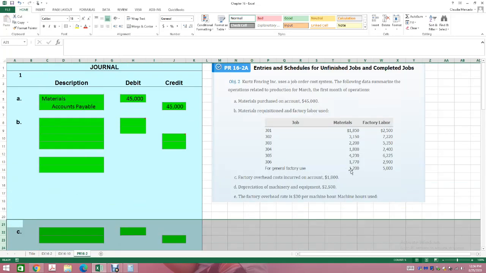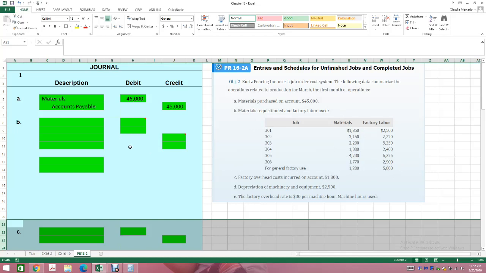For letter B, it says materials requisitioned and factory labor used. Whenever it says materials requisition, it means that you had materials in your warehouse, and when you requisition them, you request for them to be moved from your warehouse to actual production, because we're going to start working on manufacturing specific products for specific jobs in this case. Here they're telling you that you had jobs 301, 302, 303, 304, 305, and 306. These are the materials that you requisitioned and the labor that was put into the specific jobs. Now we have a last category here, which is for general factory use. So this is basically your indirect materials and your indirect labor. So we have to enter that transaction.